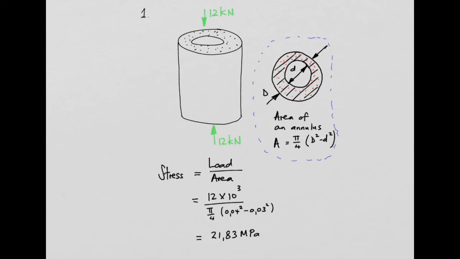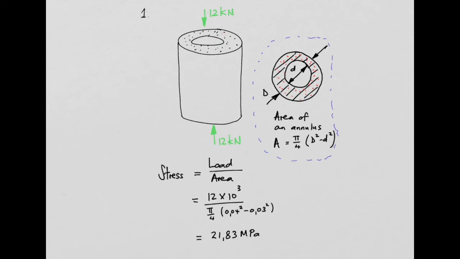Now we like to use base SI units. You'll see there that the load goes in as 12 kilonewtons, which would be 12 times 10 to the 3 newtons. And beneath it is the area, pi over 4, and here are the two diameters. Remember, 0.04 is the 40 millimeters expressed in meters. We only work in the base SI unit of dimension, which is meters, and we subtract from that the inner diameter. Remember, the outer diameter was 40, so from here to here was 40 millimeters, and then on the inside from here to here was 30 millimeters.